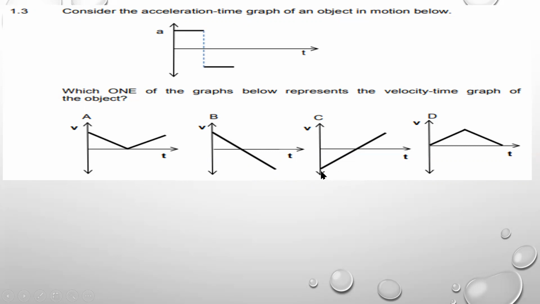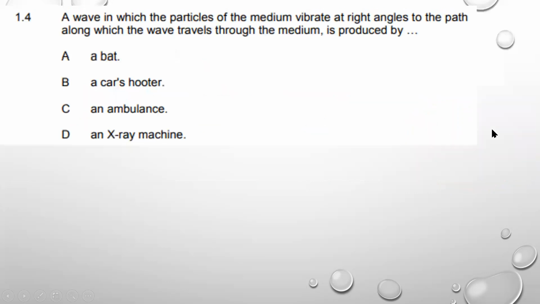And then option C, velocity increasing, yes, this is correct for first one, for positive. Next one, they said negative, second one negative, but still increasing. That one also wrong, because second one is wrong. But option D is correct. Why? Because first one, as you see, increasing and decreasing. Positive acceleration and negative acceleration. Next question.